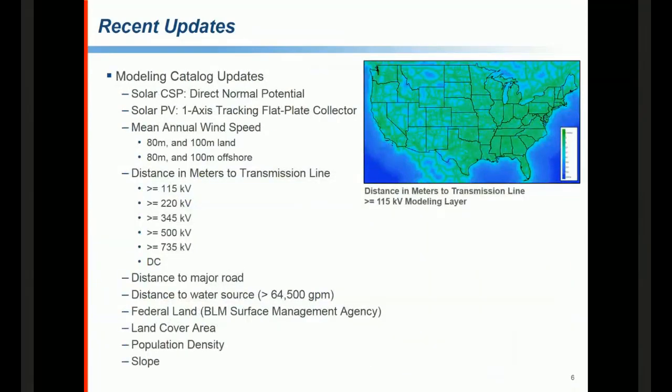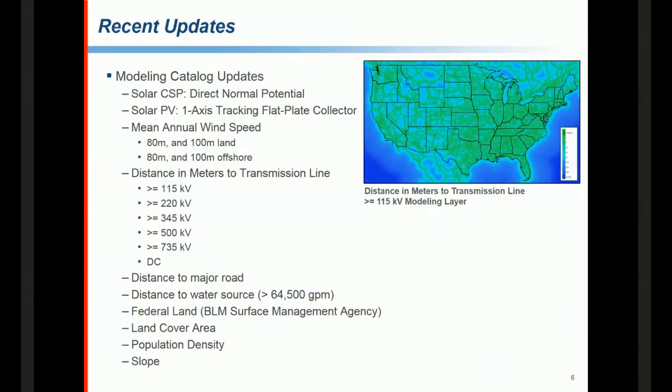In the modeling catalog, each of the ones in this bulleted list are separate modeling layers, and each one of them is something like the one at the top right. It has a 250 meter resolution, and it has some sort of quantitative measure that can be tied to suitability. The one that's shown there is really proximity to a transmission line. And we have multiple layers for transmission lines because different scales of projects and different types of technologies typically connect to different size substations as they're tapping into the grid.